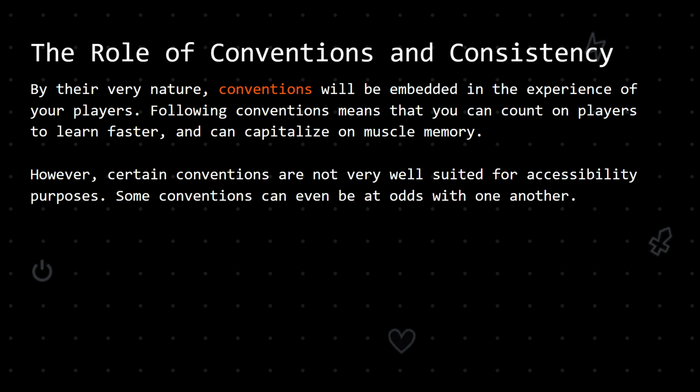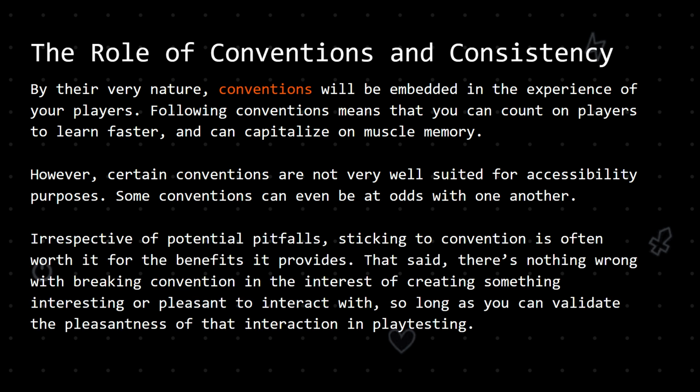Following conventions to the letter is far from a golden path, however. Certain conventions are not very well suited for accessibility purposes. Another tricky element of working with conventions is that those conventions can be at odds with one another. Irrespective of potential pitfalls, sticking to convention as a template for control design is often worth it for the benefits it provides. Maintaining awareness of flaws such as inherently encoded biases and potential conflicts means that they can be mitigated with strategies like providing players with sufficient alternative options.